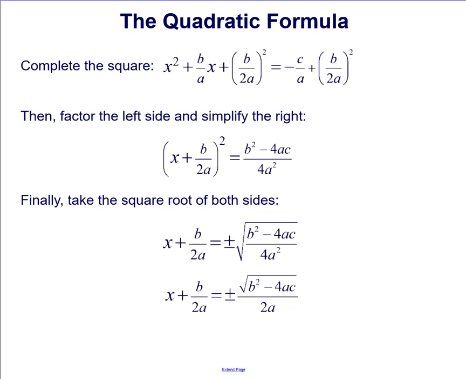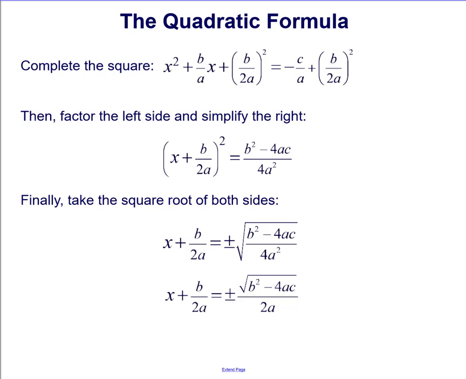Our next step now will be to complete the square. So I take this middle term, b over a, I divide it by 2 and square it using the methods we learned from the completing the square unit. So here I add a new term, b over 2a squared, and whatever I do to the left side, I also have to do to the right side. So you'll see I have b over 2a squared on the right side. Now, the next step is as follows. This says, then factor the left side and simplify the right side.